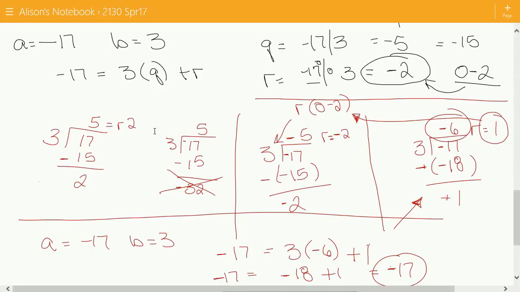So when I'm applying the division algorithm with positive integers a and b, it works out much as I would expect it to. But if my a value or my b value for that matter are negative, I just have to pay attention to what my remainder is generating.